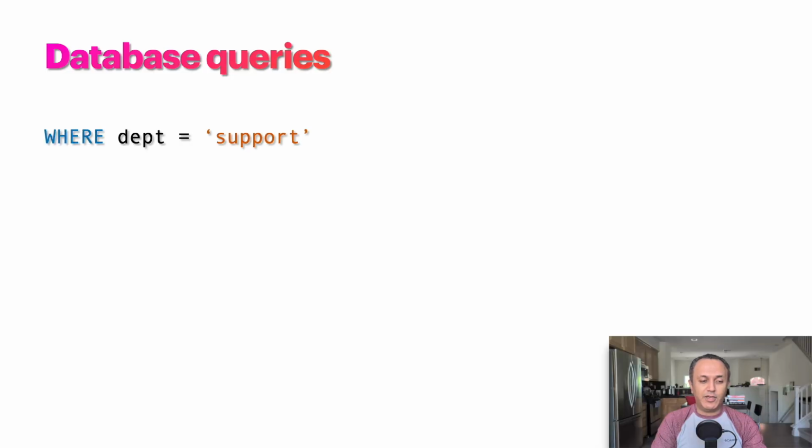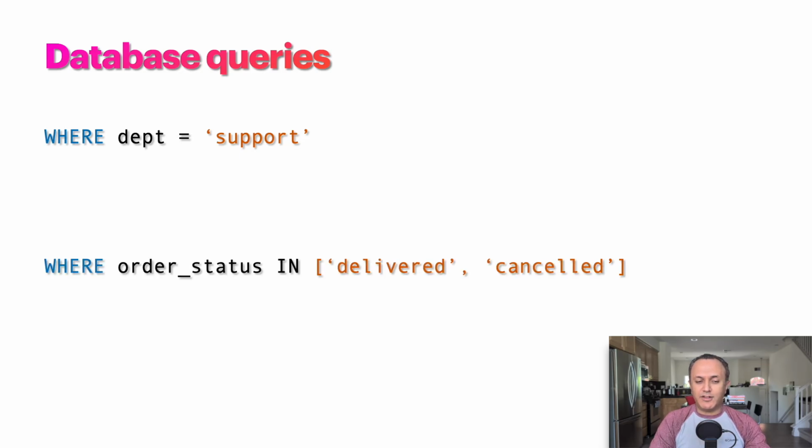So you will look for something like, say, where department equals support. You're looking for this specific field and you're comparing it with this specific value. Not an approximate match. You want the exact match, only the rows that have this exact value, or something like this, where order status in delivered or canceled. So it has to be one of these exact values. Or you could have where age is greater than 30. So again, you have an exact value and you want everything that's greater than that exact value. So the queries are usually very structured.